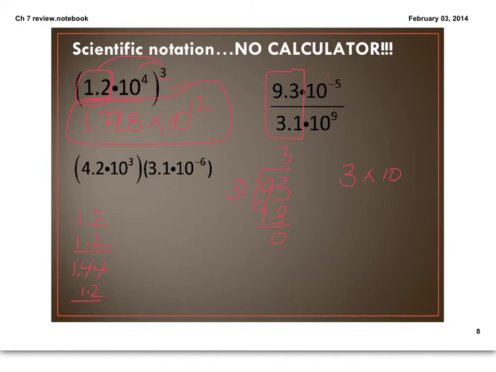So these two, 9.3 divided by 3.1 is 3 times 10. And then 10 to the negative 5th divided by 10 to the 9th, remember we subtract them. Negative 5 minus 9 more would be negative 14. So then that would be my scientific notation answer. If I wanted to turn that into a decimal or write it in standard form, I would simply take the decimal, which in 3 is right there, and I would move that decimal 14 places to the left now.